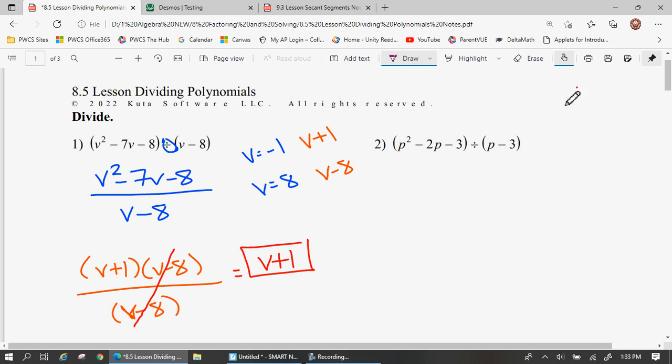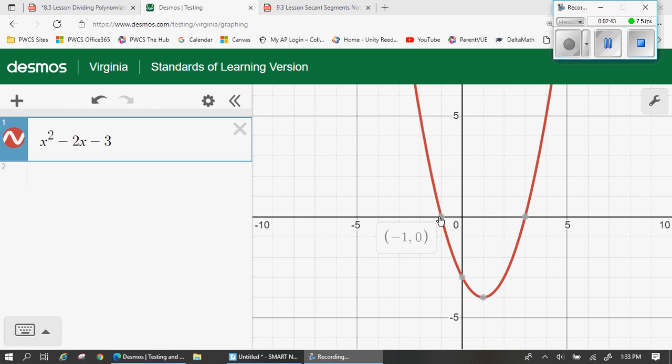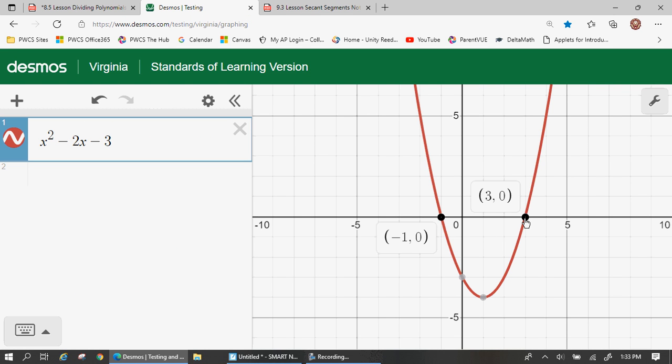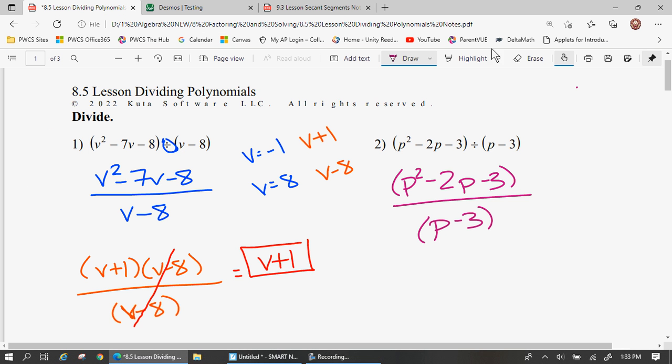So let me show another one. We'll show a couple. I always want to rewrite this, and maybe I'll put that in parentheses and this in parentheses just to make it so that we end up with parentheses at the end. So I'm going to graph this and find its zeros. That will help me find its factors. When I graph this thing, I get -1 and 3. So x equals -1, x equals +3.